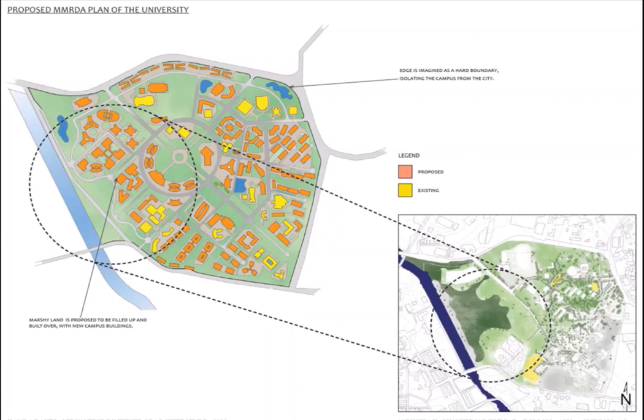The MMRDA proposal for the university. The MMRDA proposal was proposed in 2019 and to be completed by 2022. It was noted that the marshy land is proposed to be filled up and built over with new campus buildings. The edge also is imagined as a hard boundary, isolating the campus from the city.